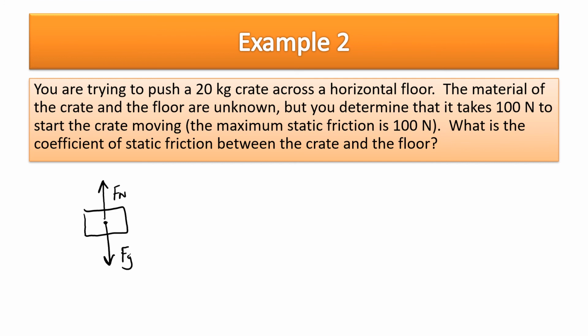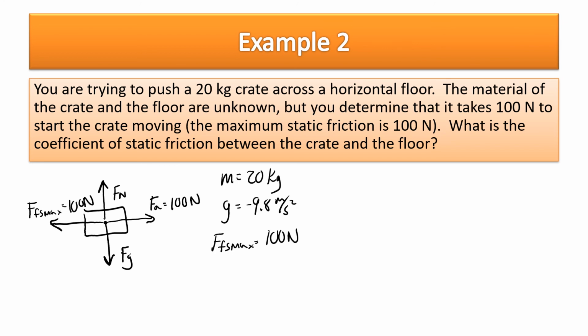So we have Fg and Fn, the weight and the normal force. And they're saying if you exert an applied force of 100 newtons, then that's going to be your maximum static friction as well. That's the force that it takes to overcome it. So we want to do F equals mu Fn, but we need some more information first. So let's write our givens. And the unknown, again, is the coefficient of friction.